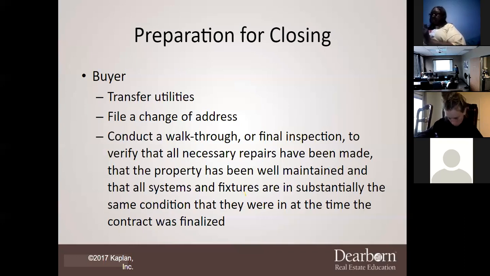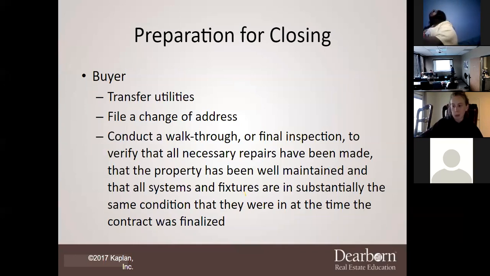And a huge one right here: conduct a walkthrough or final inspection. Justin's told me some crazy stories about sometimes when they don't do their final walkthrough, and then when they go to move in the next day, they found that the sellers had let their dogs just piss and crap all over the house. And it's because they didn't do their final walkthrough, they didn't see.